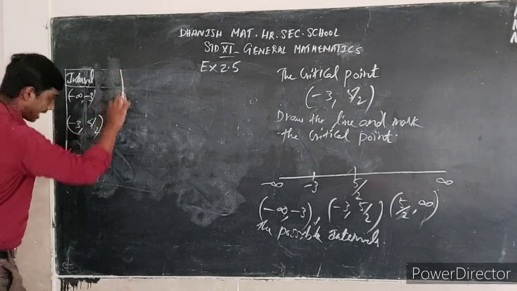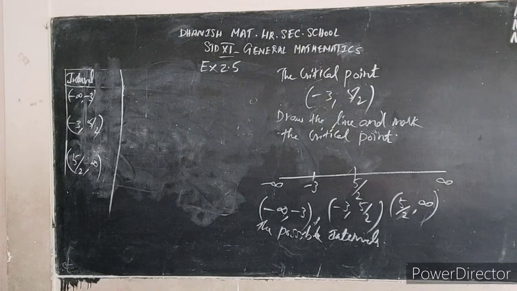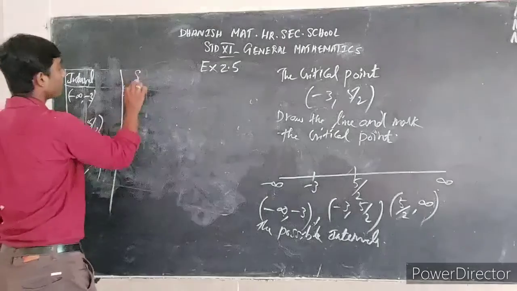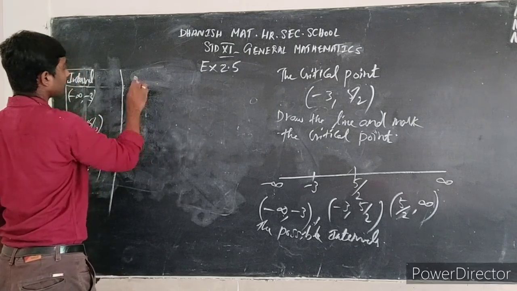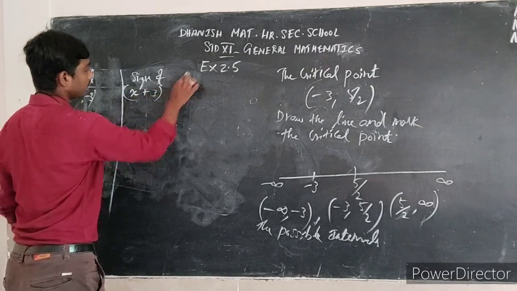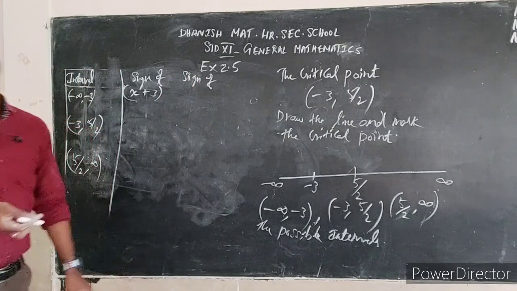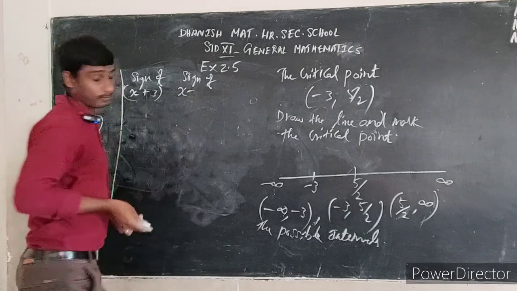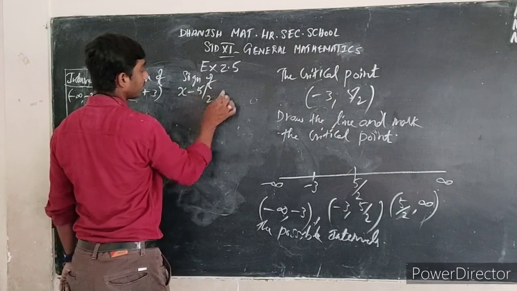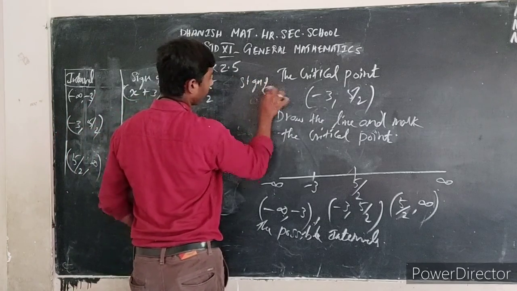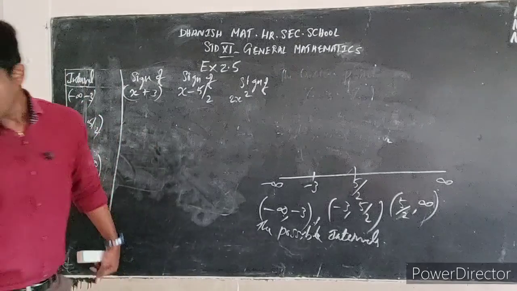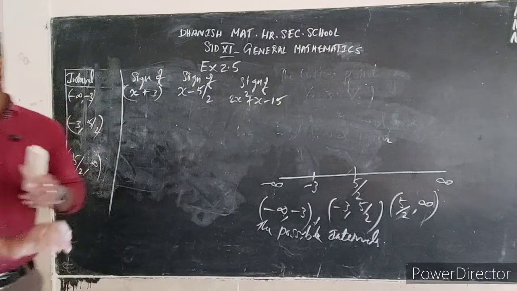Now we are going to take the x values. What are the factors given in the question? That will be sign of x plus 3, and sign of the next factor, x minus 5 by 2, then the third one, sign of 2x square plus x minus 15.